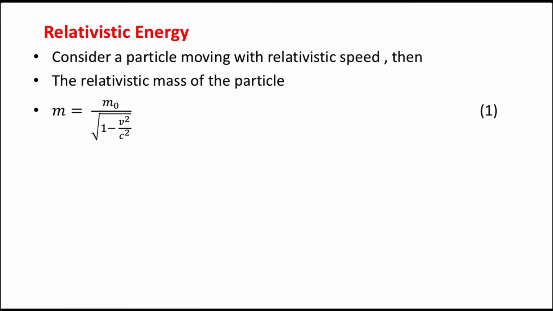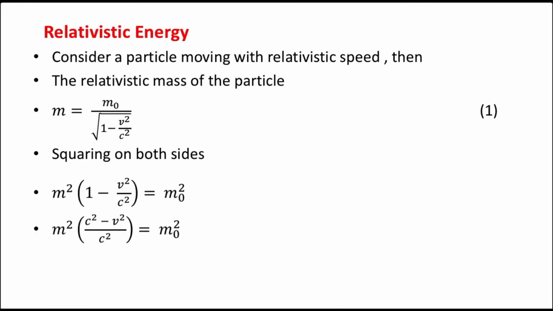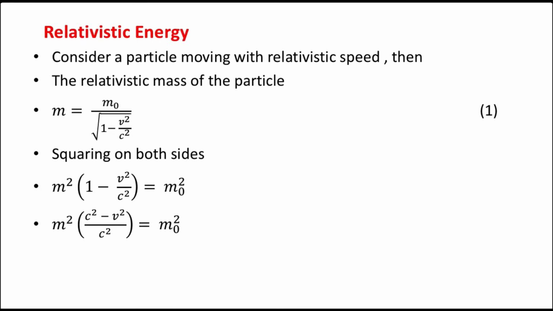Consider a particle moving with relativistic speed. Then the relativistic mass of the particle is given by equation 1, that is m is equal to m0 divided by under root of 1 minus v square upon c square. Now squaring on both the sides, we get m square (1 minus v square upon c square) in bracket. This is equal to m0 square.